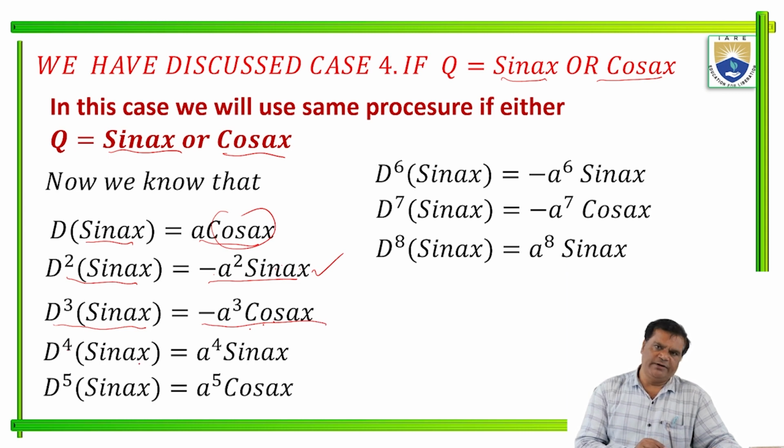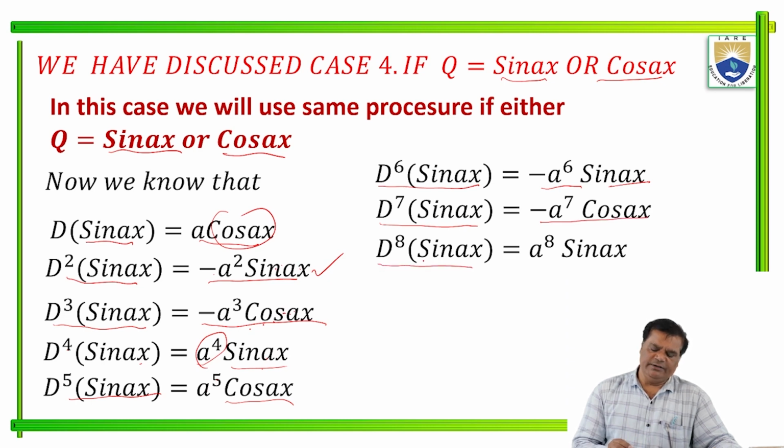Similarly, the 4th derivative of sin AX: again differentiating, cos gives minus sin, so we write A to the power 4 sin AX. The 5th derivative of sin AX is A to the power 5 cos AX. Similarly, we find the next derivatives: the 6th derivative of sin AX is minus A to the power 6 sin AX, and the 7th derivative is minus A to the power 7 cos AX.